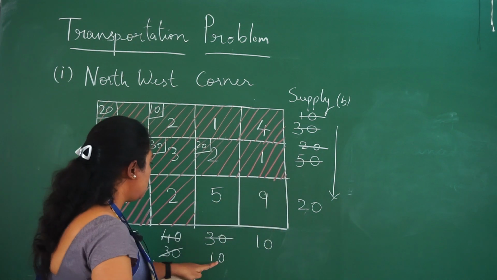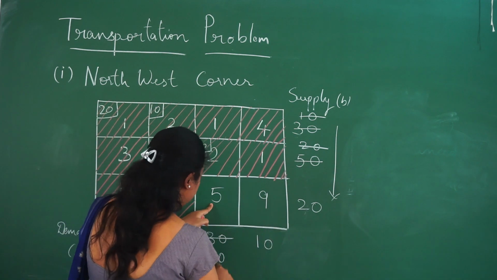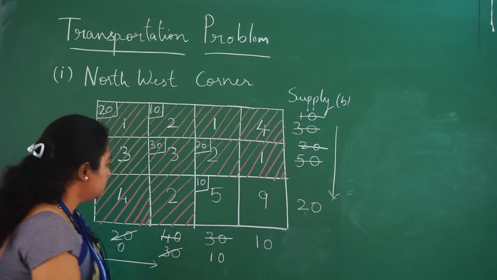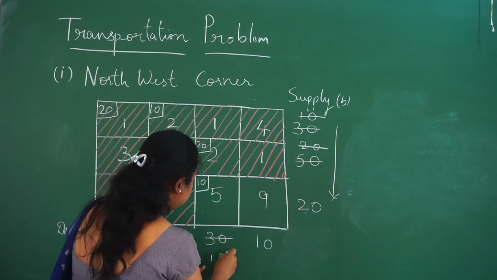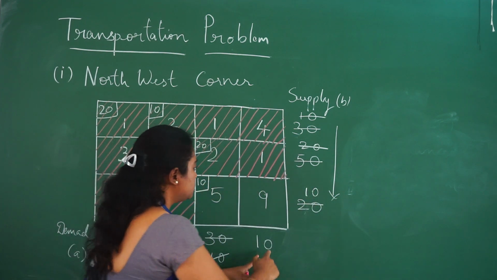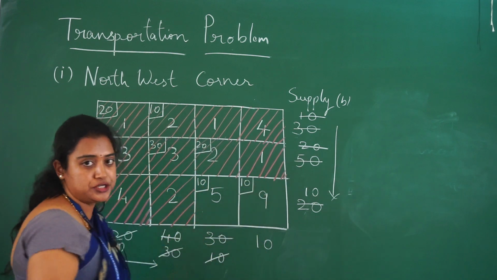Okay, so now for the 5 we have to make an allocation. So 10 and 10, minimum is 10. Now you cannot make any further operations. So 10 will go here, 10 will remain here. You can make the allocation directly. So all our allocations are done.